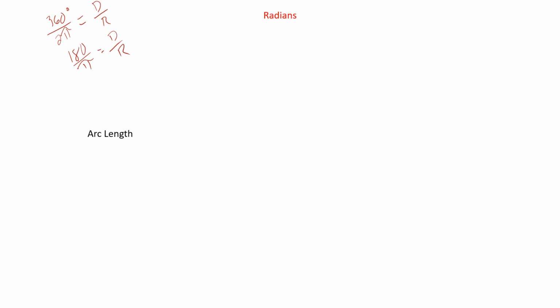So we have arc length. The arc length is a circumference. The circumference is 2 pi times the radius. Well, that's all the way around. We might not want all the way around. So maybe we only want part of an angle. Well, what's beautiful is in radians, an arc length is just the radius times the angle.